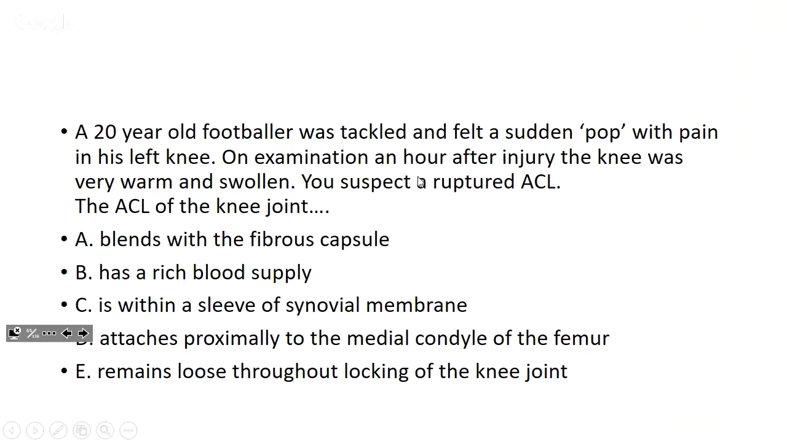Okay, another person you suspect has a ruptured ACL. So the ACL of the knee joint, which one is this? So blends with a fibrous capsule. No, not really. Has a rich blood supply. No, ligaments are not avascular, but they have very little blood supply, but they have a lot of nerve supply. So they are painful when they're damaged, but they heal very well. And so the answer is really is within a sleeve of the synovial membrane.